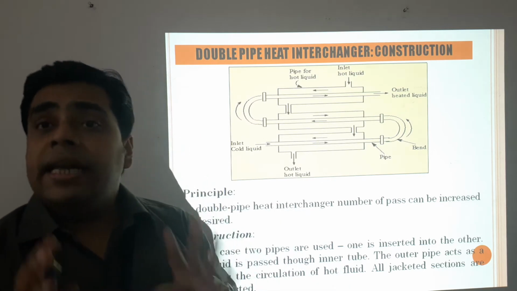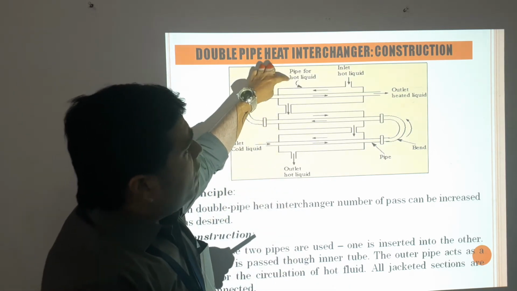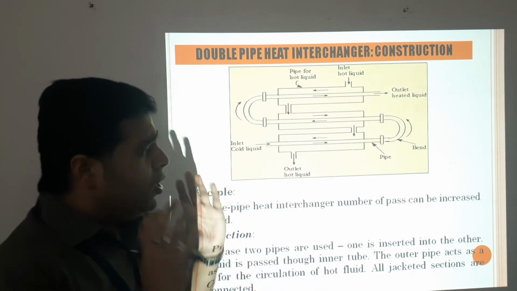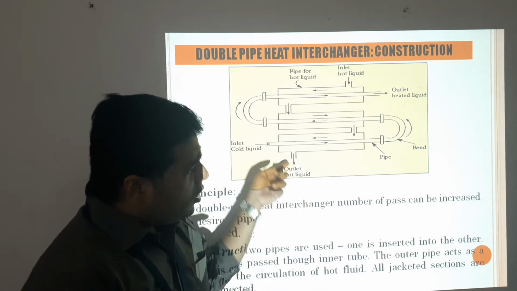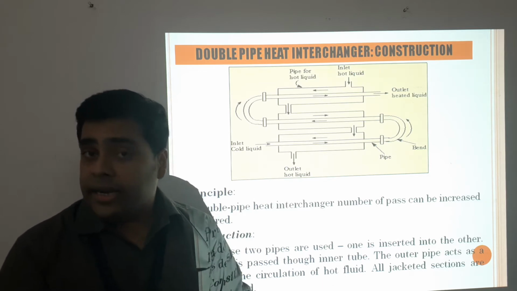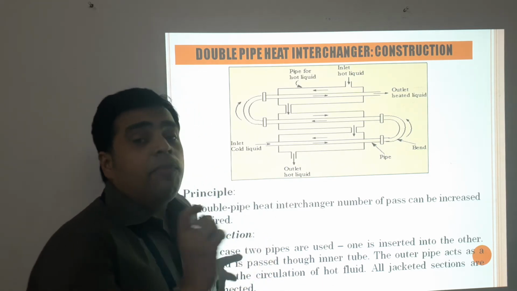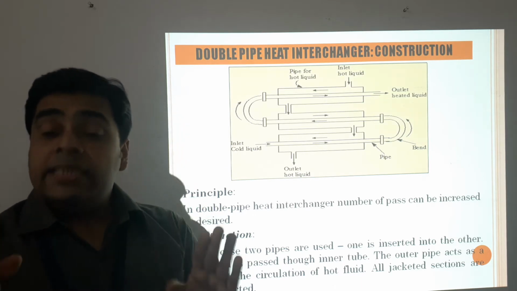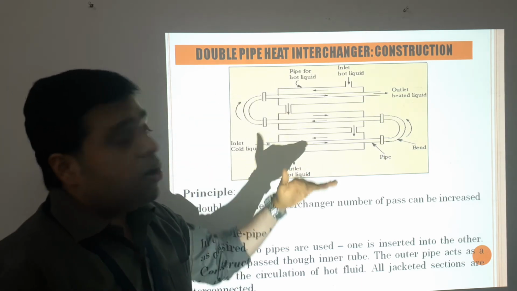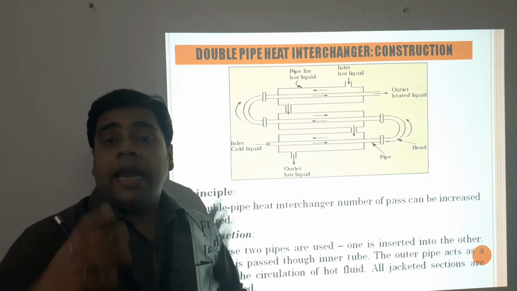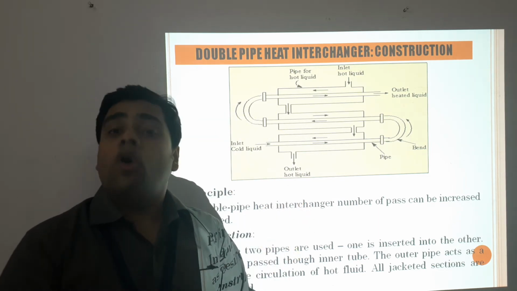for the heated liquid. And here we have a pipe for the hot liquid, and this is the inlet for the hot liquid. At the bottom, the outlet for the hot liquid is provided. In a double pipe heat interchanger, the number of passes can be increased as desired. So we can increase the number of times the liquid is passing and the heat interchanging is occurring.